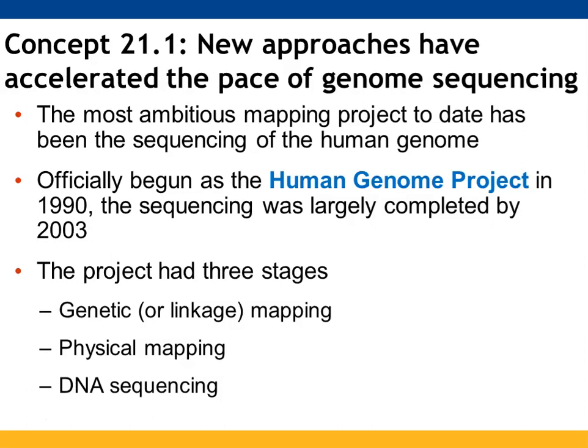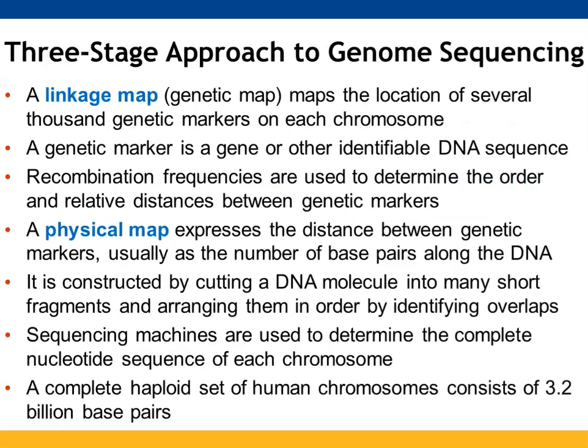It had three stages: genetic or linkage mapping, physical mapping, and DNA sequencing. A linkage map basically describes the location of various genetic markers on the chromosomes. These markers could be genes or specific DNA sequences that help to make them identifiable. And then we use recombination frequencies to better understand the order and the distances between these markers.